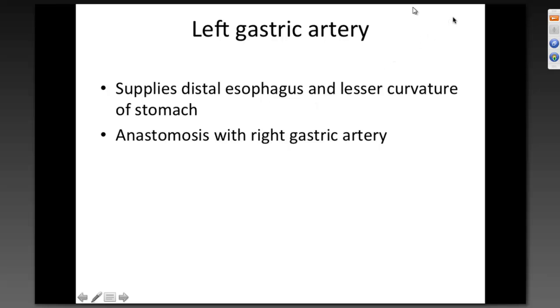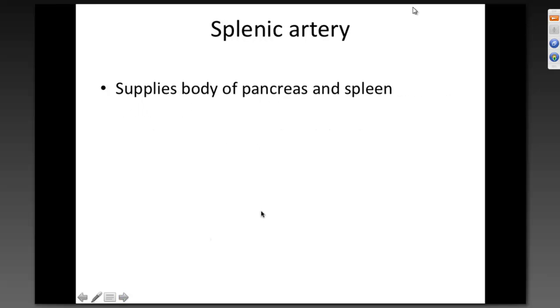Now, talking about the left gastric artery by itself. The job of the left gastric artery is to supply the distal esophagus and the lesser curvature of the stomach. And we'll also find that that left gastric artery is going to have an anastomosis with the right gastric artery. Then there's a splenic artery, which not only supplies the spleen, as you would guess by its name, but also the body, not the head or the tail, but the body of the pancreas.